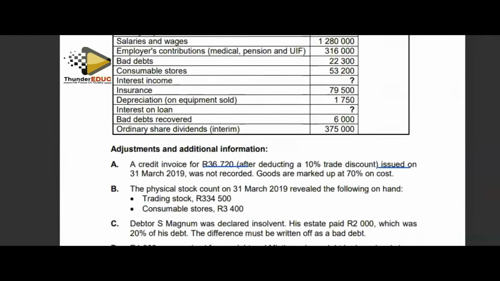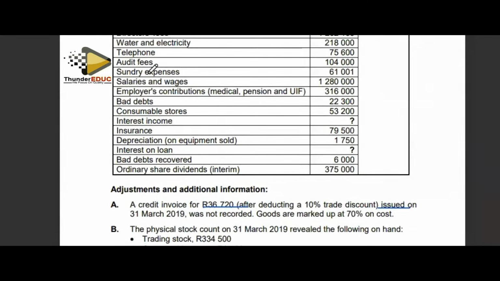In the trial balance, they stopped on sundry expenses. They recorded all these expenses from here up to here. They are there in our answer book. These ones have been done already, the way they are. Then we don't have salaries, employers' contribution, bad debts, consumables, all these ones. Insurance, we don't have it. Depreciation, we don't have it. Interest on loan, we don't have it. So yeah, we need to deal with them.